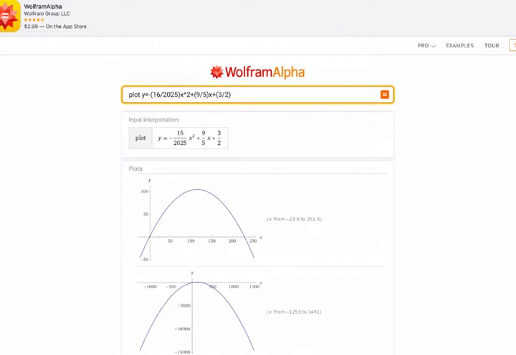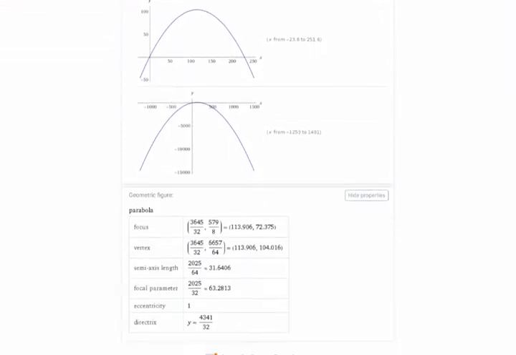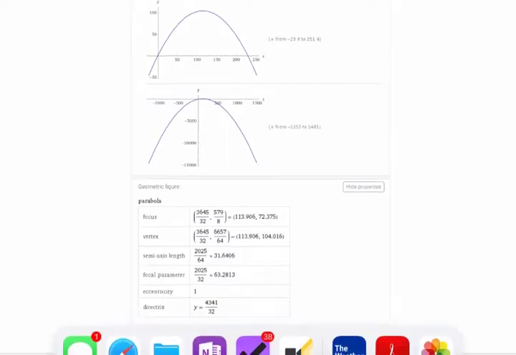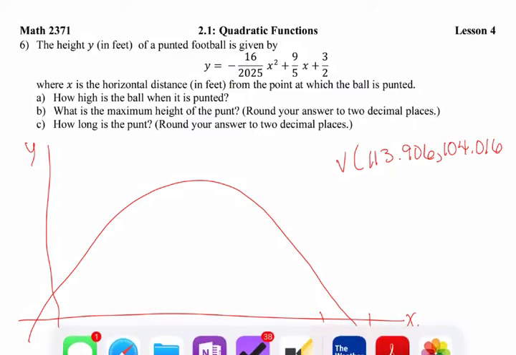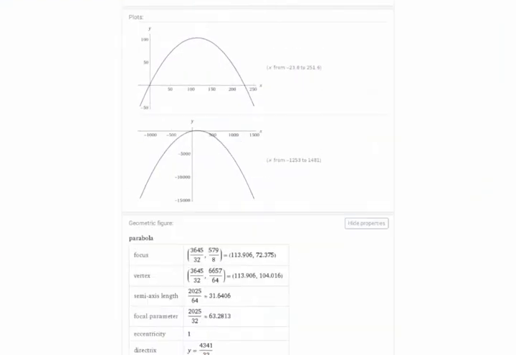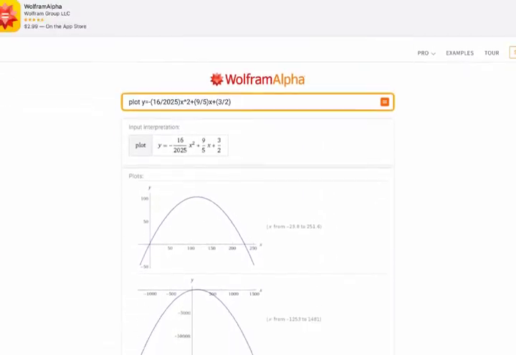All right. Now I'm going to go back down here and it tells me my vertex is 113.906, 104.016. All right. Then I need to go back and I need to find the x-intercepts. So I'm going to go back over here, and none of this information is my x-intercepts.